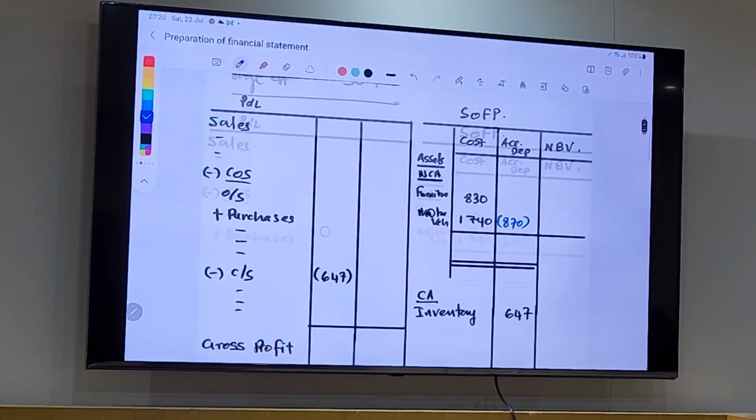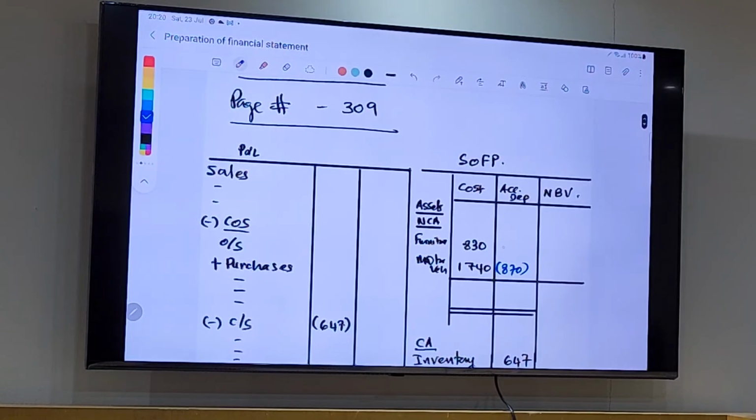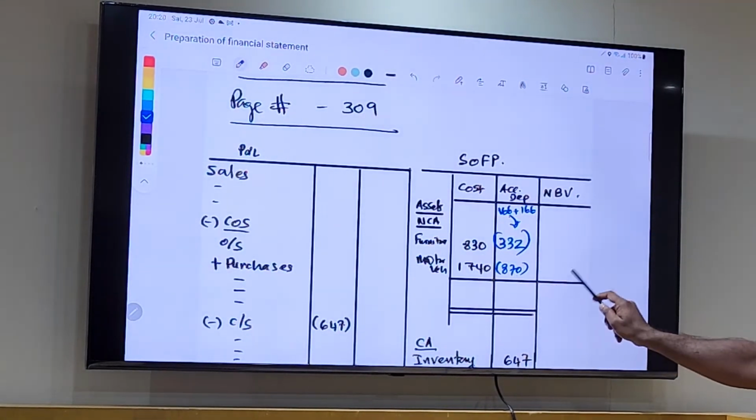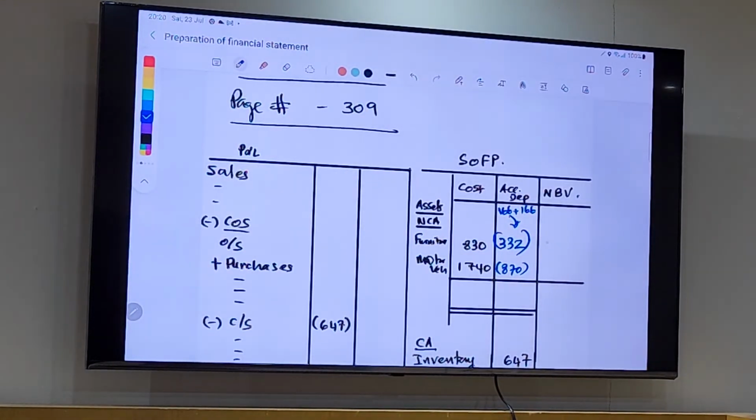So what we do now? What was the opening balance for the furniture? 166 into 2, 160 last time, so into 2. How much? 330. I guess this is 166 plus 166, 332. So can you calculate 830 minus 332, and 1740 minus 870? 498. And I believe this is 870.